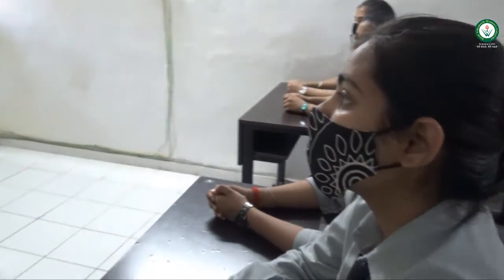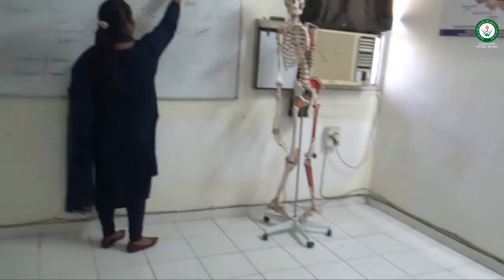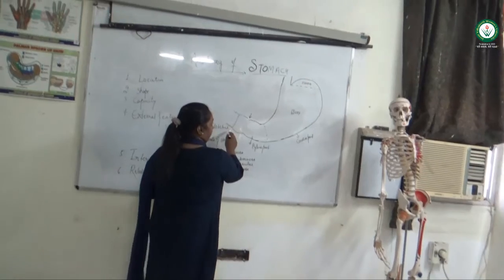So these are the ends. There are 2 ends, 2 curvatures, 2 surfaces, and some notches. So first we will discuss the ends. There are 2 ends. This is the cardiac end. Another is the pyloric end.